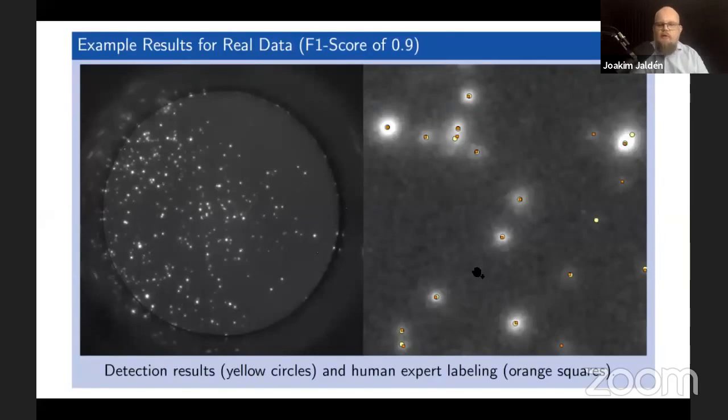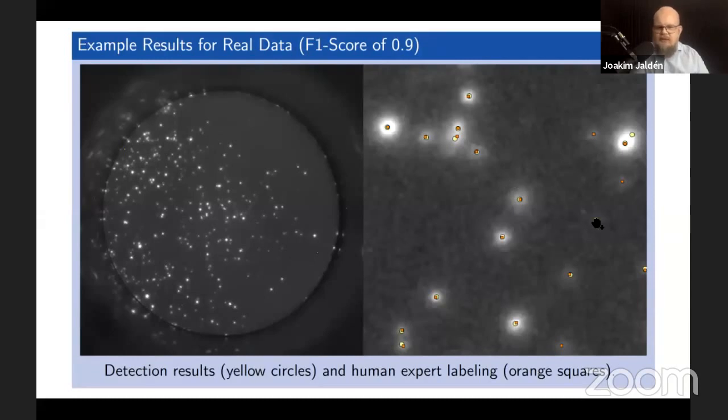And we have looked at real data and how it compares to what a human would do. In this case, the yellow circles that you see in this image are results produced by the algorithm. The orange squares are results produced by a human. So in most cases, it matches very well.